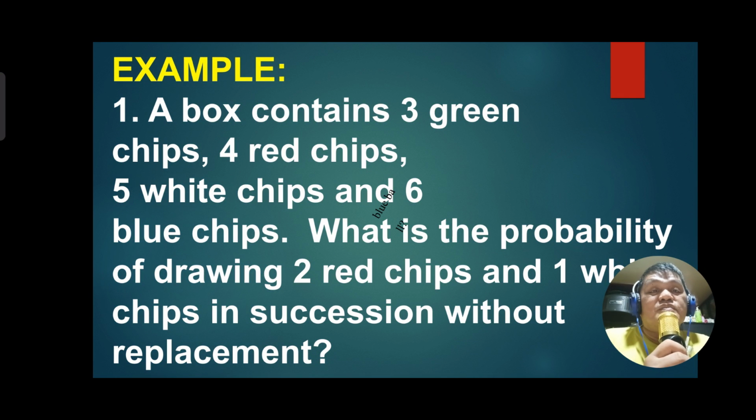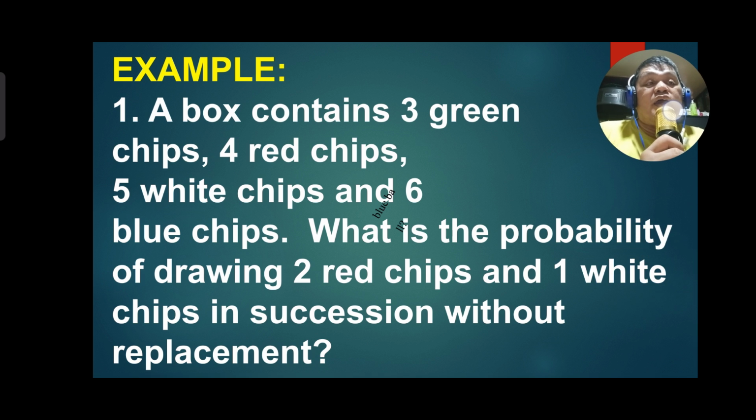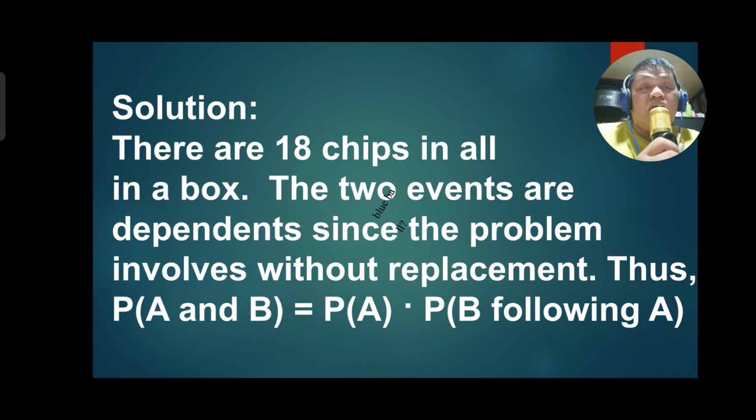A box contains 3 green chips, 4 red chips, 5 white chips, and 6 blue chips. What is the probability of drawing 2 red chips and 1 white chip in succession without replacement? So we have now the solution. There are 18 chips in all in a box. The two events are dependent since the problem involves without replacement.